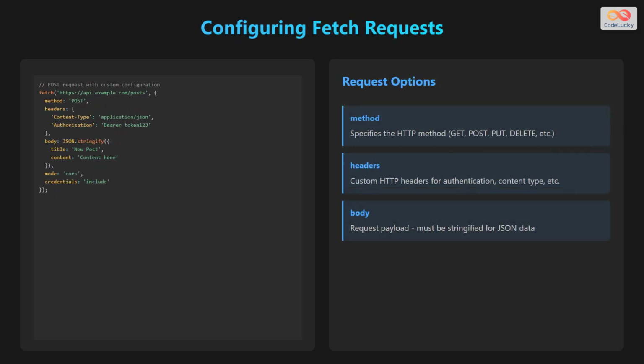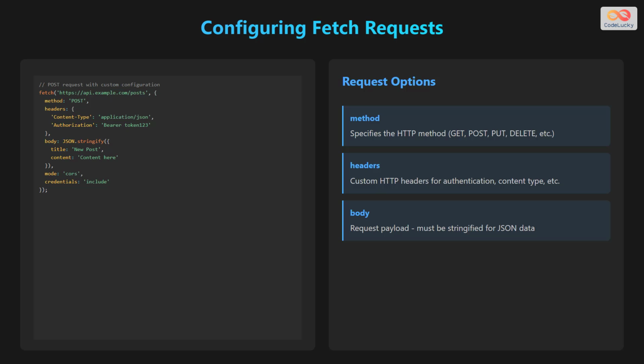The Fetch API allows you to configure your requests with various options. These options can be passed as a second argument to the fetch function. The method option specifies the hypertext transfer protocol method, such as GET, POST, PUT, or DELETE. The headers option allows you to specify custom HTTP headers for authentication, content type, or other purposes. The body option specifies the request payload. For JSON data, you need to stringify the data.